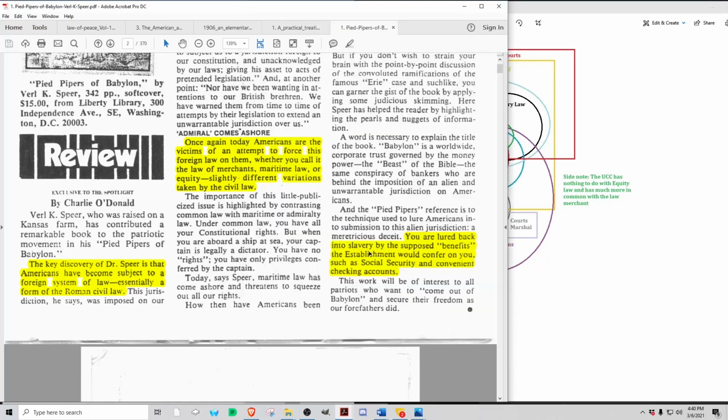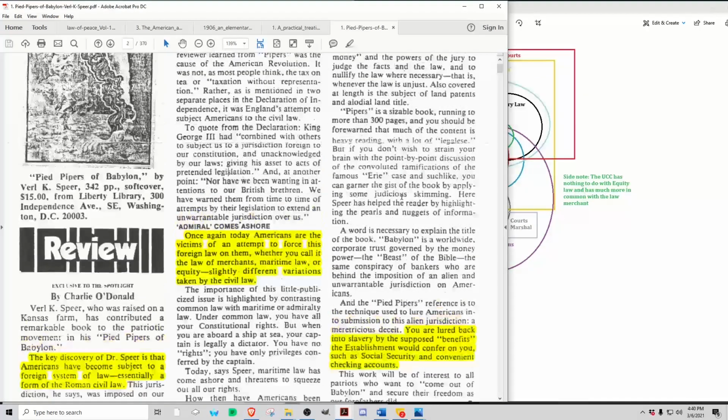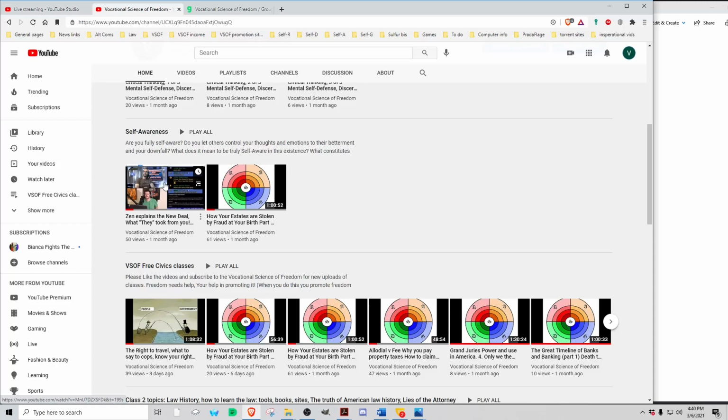And then you are being lured back into slavery by the supposed benefits the establishment would confer on you, such as Social Security and convenient checking accounts. Every single thing that you do in the aspect of the law merchant, they're giving to you as a benefit. And that is completely covered in the Edward Mandell House quote. The class then explains the New Deal, what they took from you. Edward Mandell House, the man who ran a fool.